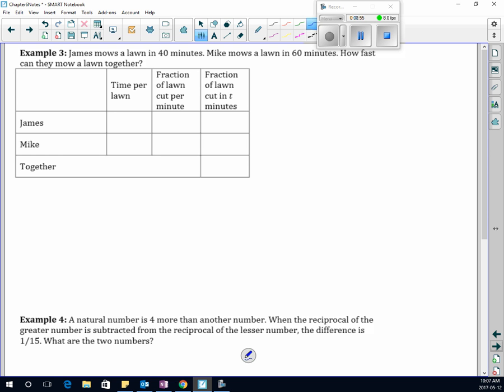So again, this is done just like the buttery popcorn question. James can do this in 40 minutes. Mike can do it in 60 minutes. What fraction would be 1/40th of a lawn in 1 minute, 1/60th of a lawn in 1 minute? So what fraction would that be in t minutes? So that would be t over 40 and t over 60, and that should add up to 1 full lawn that they do. So let's try this again. T over 40 plus T over 60 equals 1.